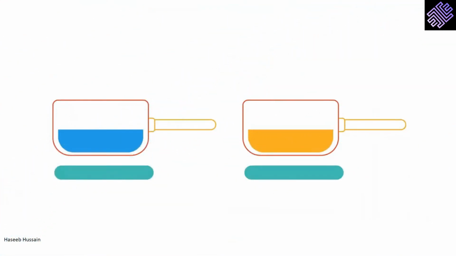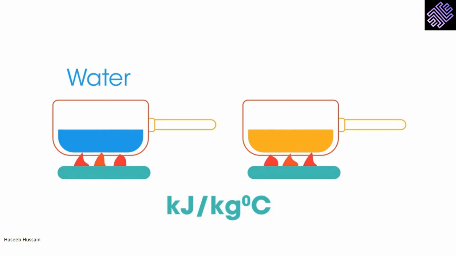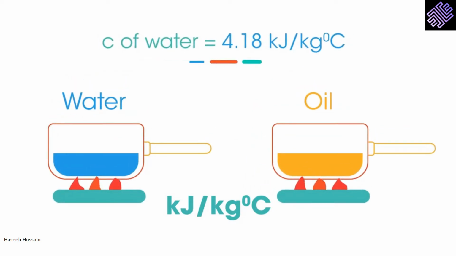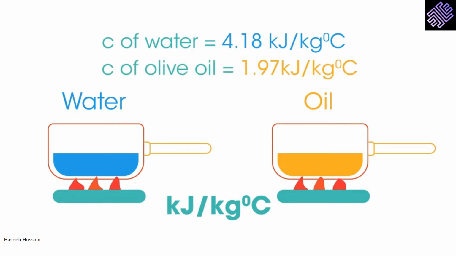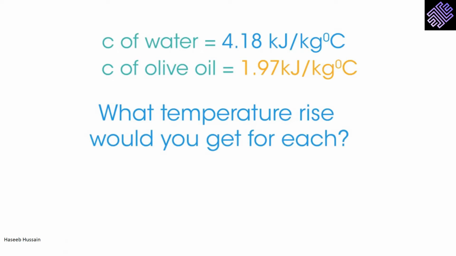Different materials have their own specific heat capacity, and this has consequences in our everyday life, which we might not be aware of. Most of us probably cook with water more often than we do with oil. Imagine we are heating both water and oil over identical heat sources. The specific heat capacity of water is 4.18 kilojoules per kilogram per degree Celsius, and the specific heat capacity of olive oil is 1.97 kilojoules per kilogram per degree Celsius.